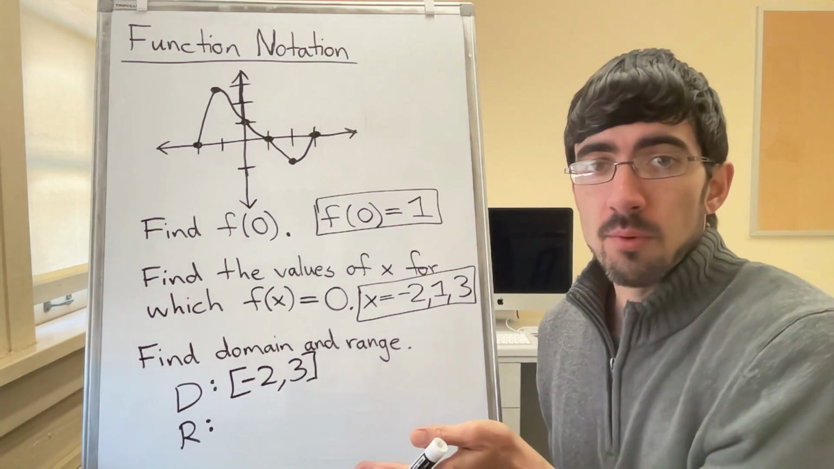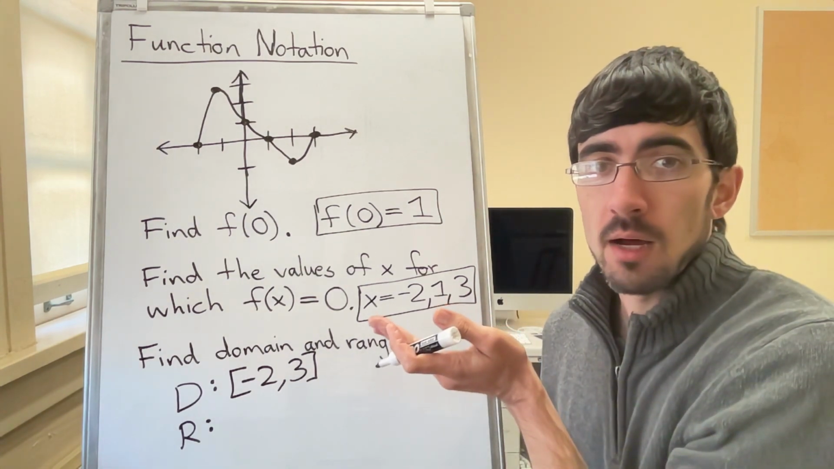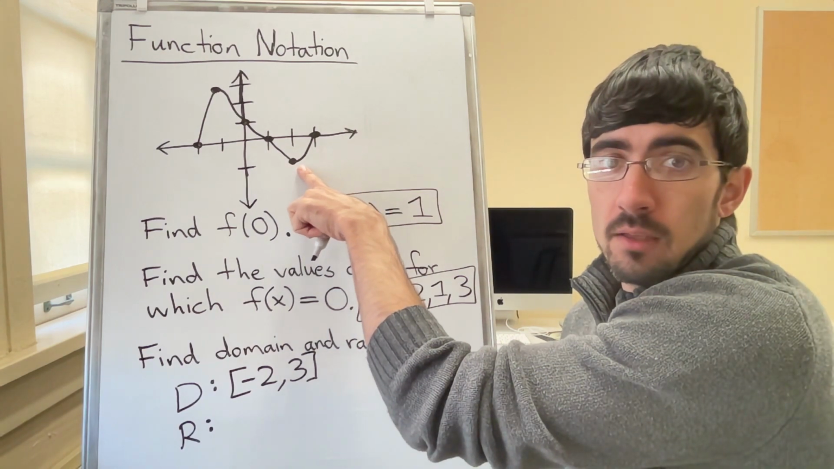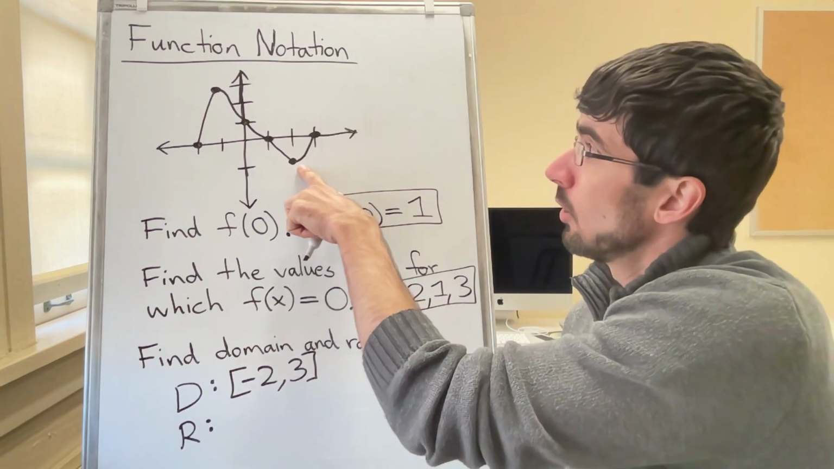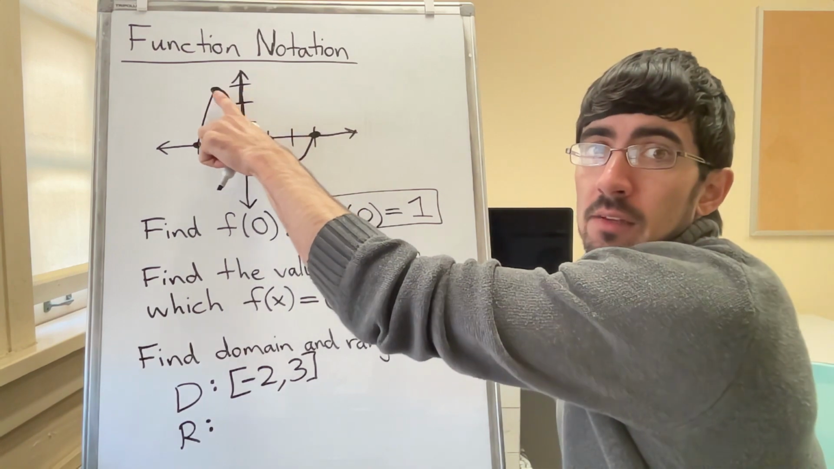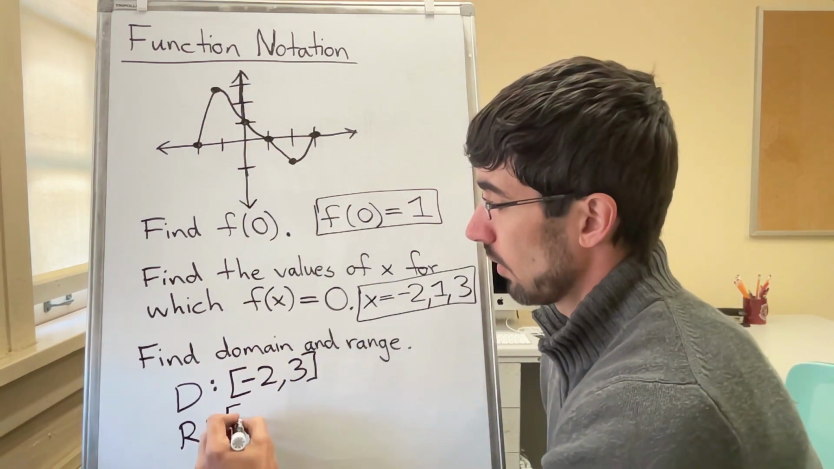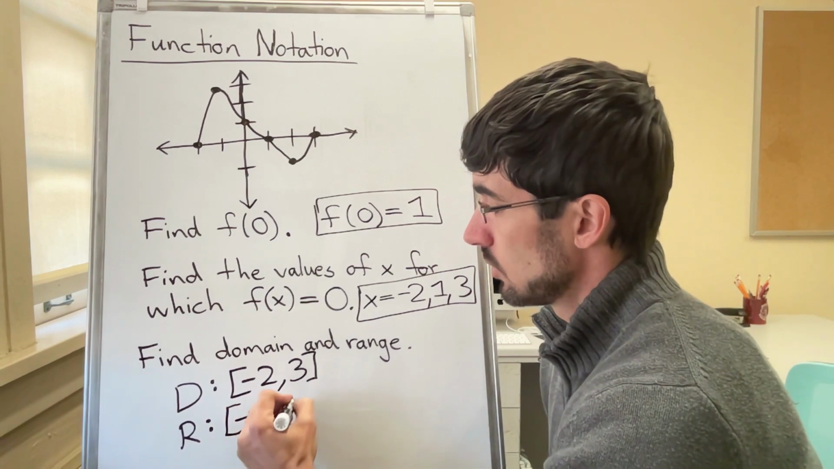The range is the y values from the bottom to the top. The smallest y value I see is here. It's at negative 1. The largest y value I see is here. It's at y equals 3. So my range is from negative 1 to 3.